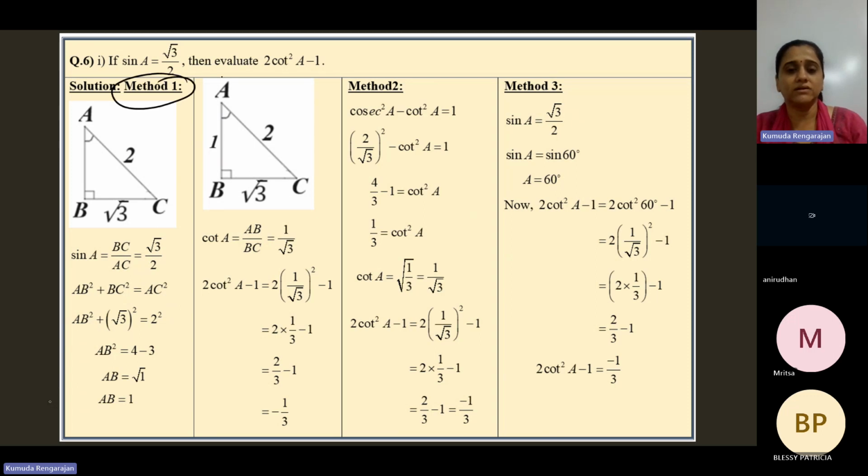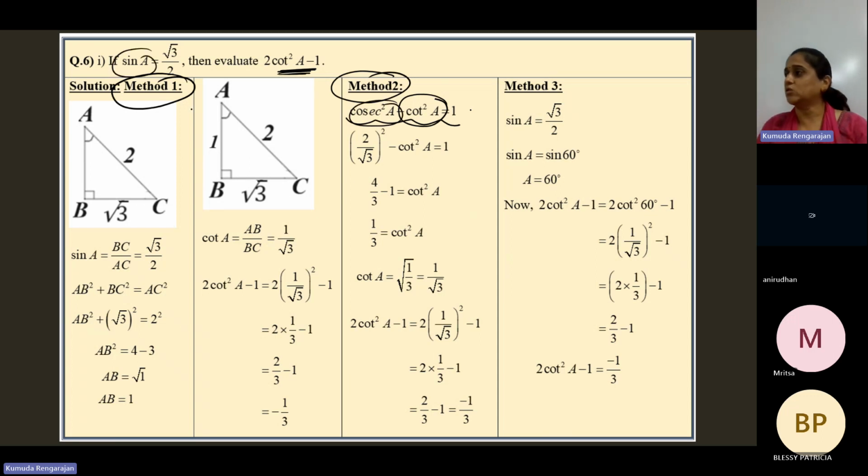Method 1 is a triangle method. Method 2 is using a trigonometric identity, a relevant trigonometric identity. Now here we need to find cot, right? You need to find the value of cot A. So I've written cosecant square A minus cot square A is 1. So from this you can find cot square A. But what's the value of cosecant A? Because sin A is √3/2, it's reciprocal. Cosecant A will be 2/√3.